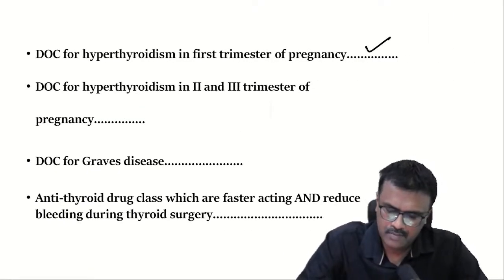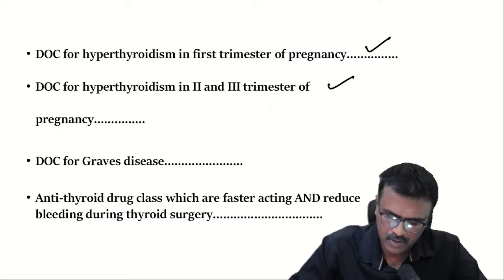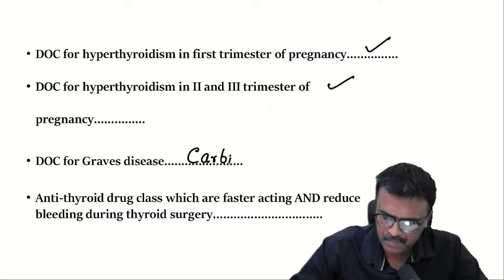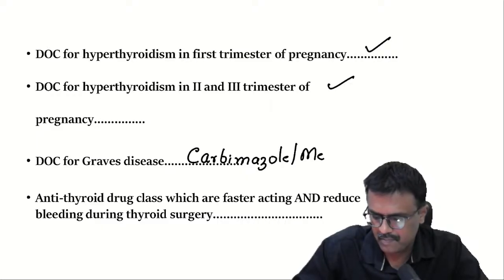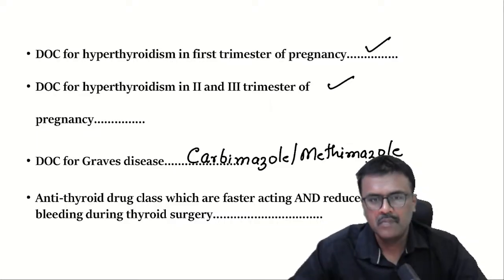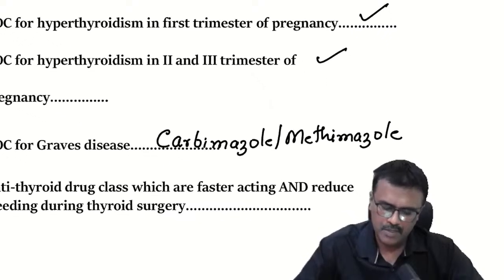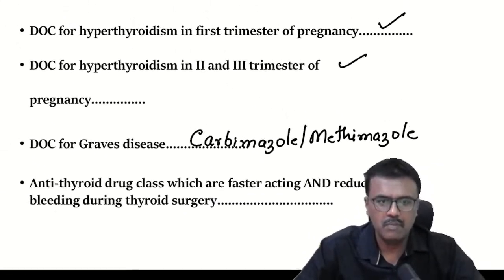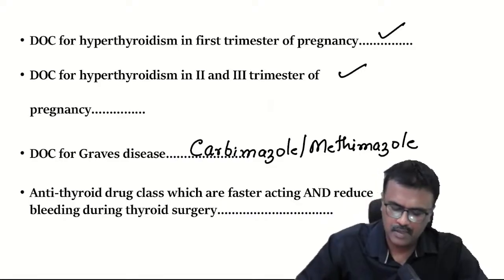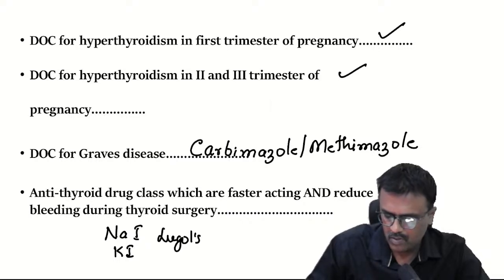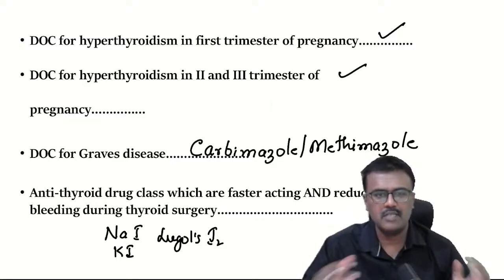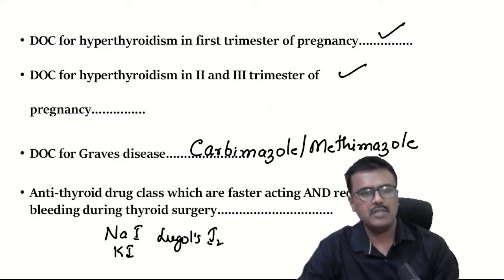It's the same thing, we have discussed that. Drug of choice for Graves' disease is carbimazole or methimazole. Now, what are the antithyroid drugs which are faster acting and reduce bleeding during thyroid surgery? They are nothing but iodides. Sodium iodide, potassium iodide, Lugol's iodine. These are the fastest acting and they are also used in thyroid storm.